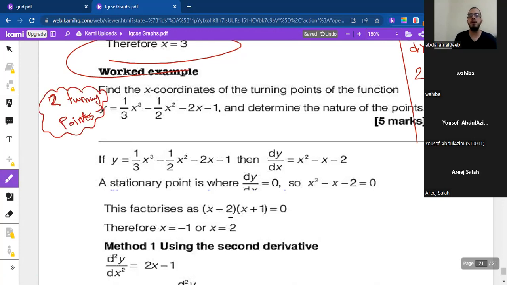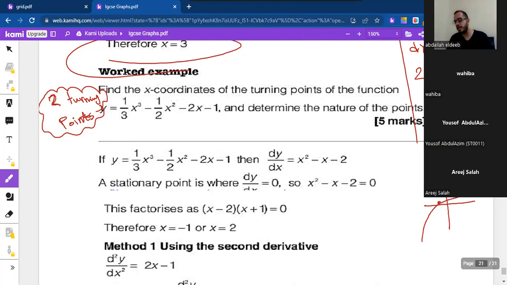Why here two turning points? If you remember last session, x cubed, we graph it like this. So you have a turning point here and a turning point here. So you have how many turning points? 2 turning points.